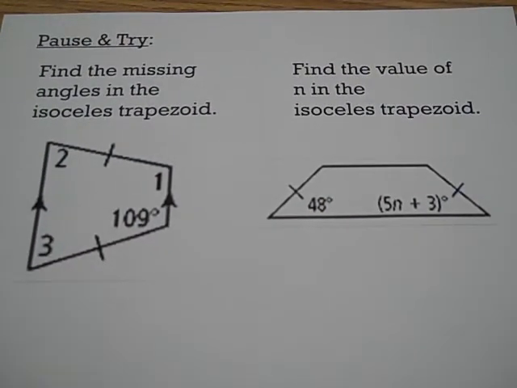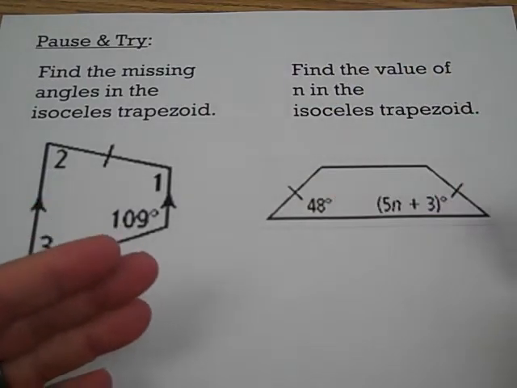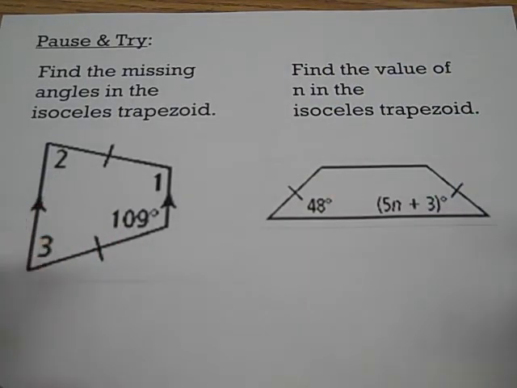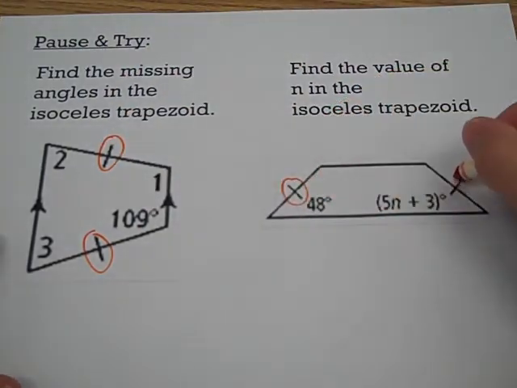So go ahead here and use the information I just gave you, use the examples we just did, pause the video, please press pause, and try these on your own. So again, in both of these examples, we're told that they're isosceles trapezoids, but we can determine that on our own because we're shown that the legs are congruent.